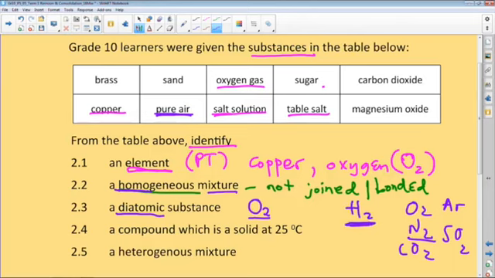Right. Let's look at a compound which is solid at 25 degrees. Remember, when we talk about a compound, these are atoms of different kinds, but these atoms are chemically joined together. Joined together, that's very key. Joined together, but these are atoms of different kinds.